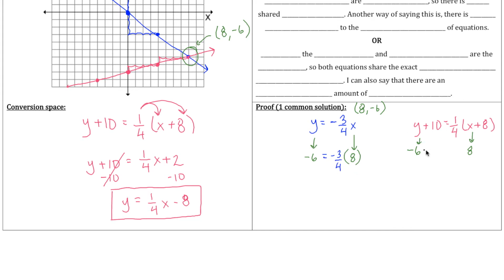And y plus 10 equals 1/4 times 8 plus 8. Okay, let's do the math. A negative times a positive is a negative. Well, I should write this first. -6 equals. Okay, a negative times a positive is a negative. 3 times 4 is 24. 24 divided by 4 is 6. Good.